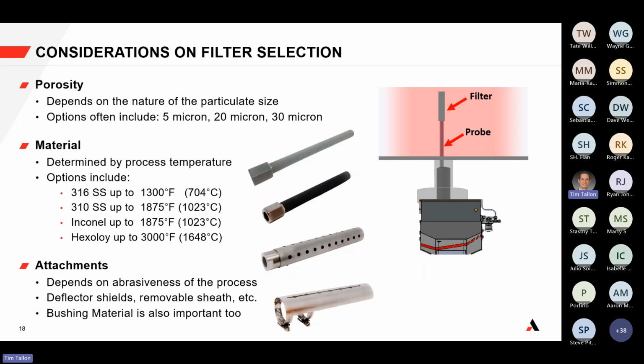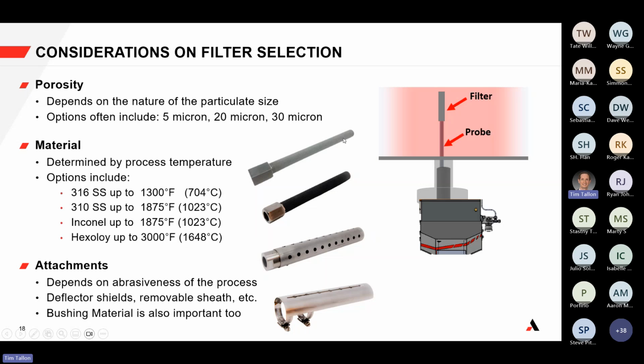What's the particulate size? The next thing I think about is really the process temperature. The temperature will directly impact the material that you choose. So there are sintered metals like 316 stainless steel, 310 stainless steel. There's even Hexalloy probes and other ceramic type materials that can be used for higher and higher temperatures. And so those materials apply to the actual filter itself and what options are available for those high temperatures.